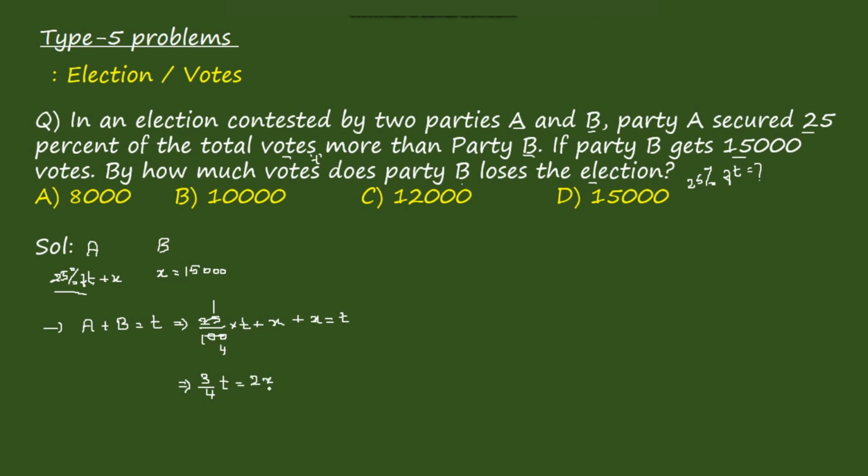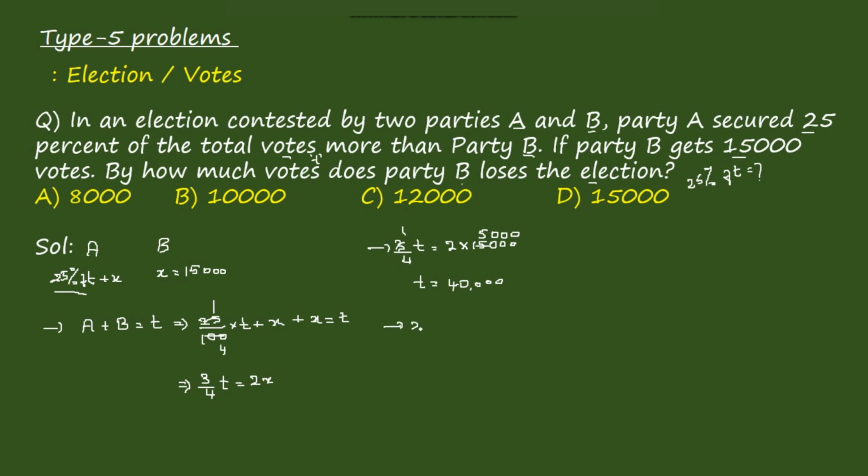We know the X value is nothing but 15,000. So just substitute the value, we get 3 by 4 T is equal to 2 into 15,000. So it goes by 5 side and becomes 5,000. Again 2 into 5 becomes 10, 10 into 4 becomes 40,000. So T is equal to 40,000. Total votes we got, but you have to find the value of 25% of T.